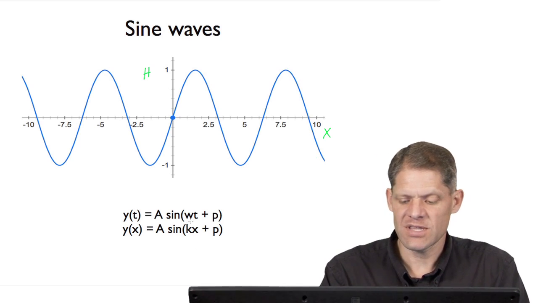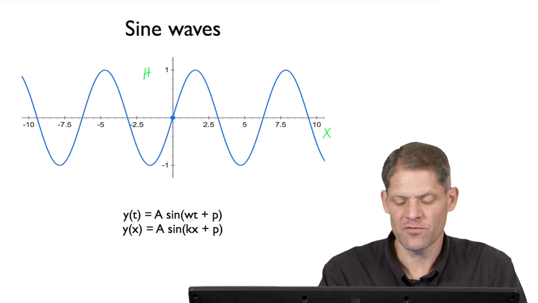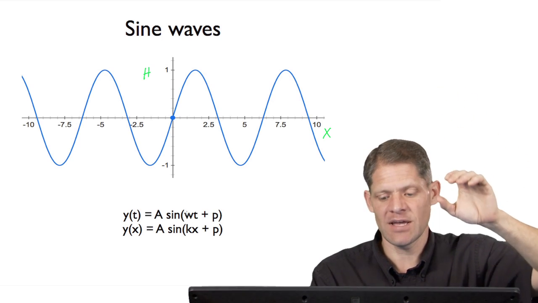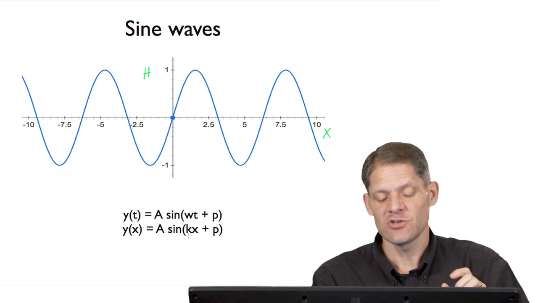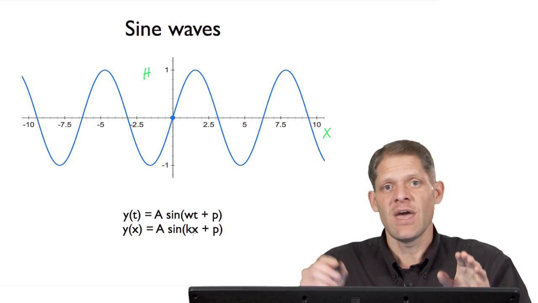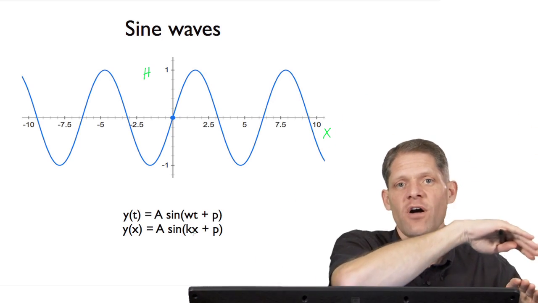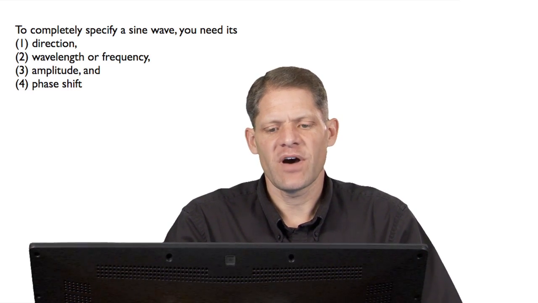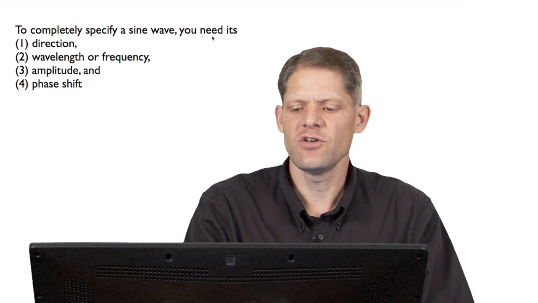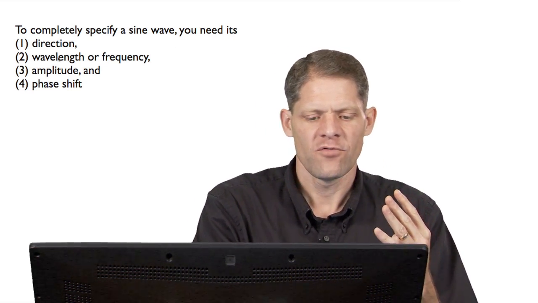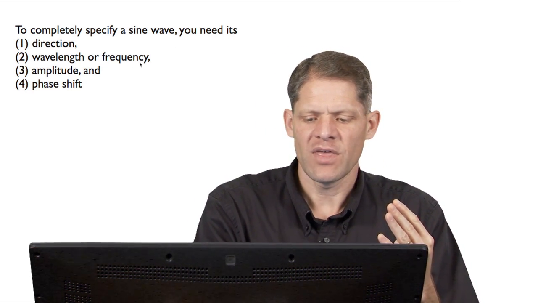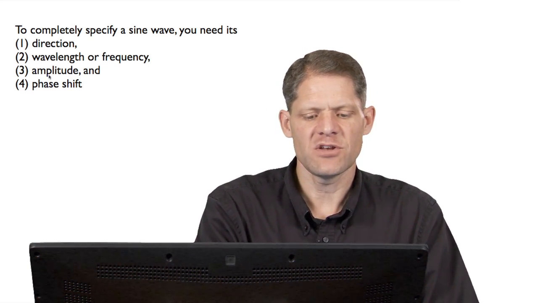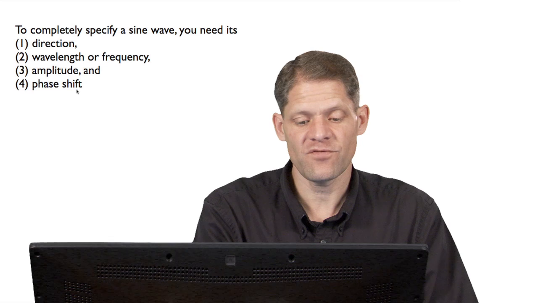Now, notice the analogy between a temporal frequency, how fast the sine wave rises and falls as a function of time, and the spatial frequency, which is how often a wave rises and falls with respect to the spatial variable. Now, to completely specify a sine wave, you need to know four things about it. First, its direction, then its wavelength or frequency, those are interconvertible. You need to know its amplitude, and you need to know its phase shift.